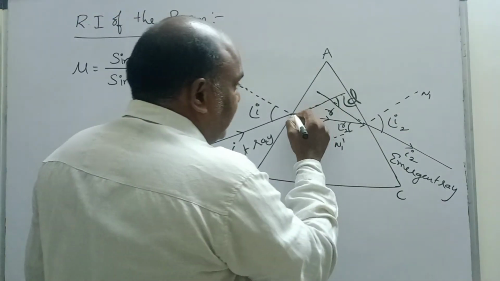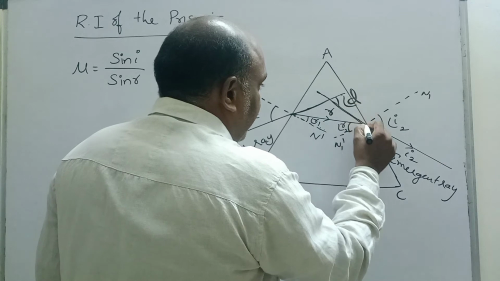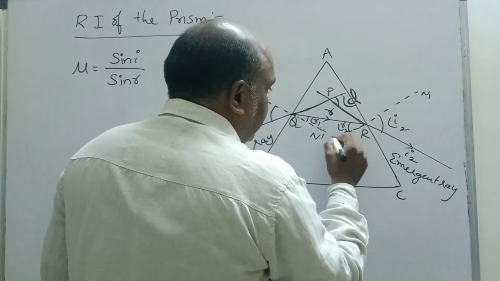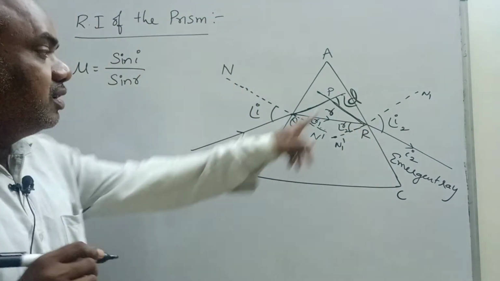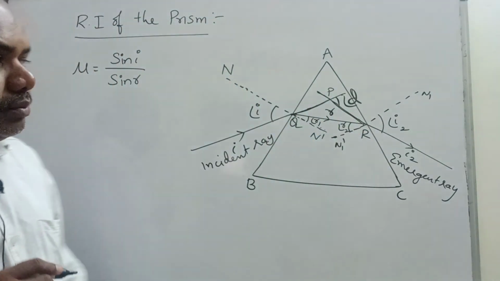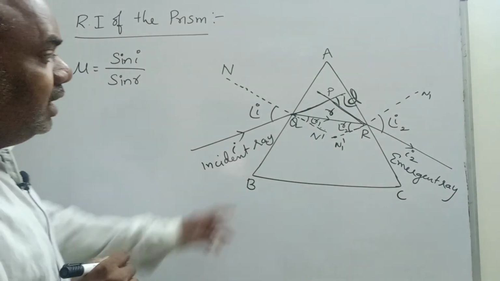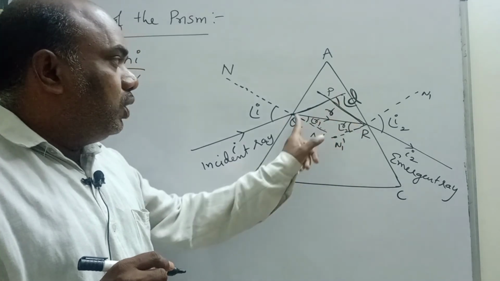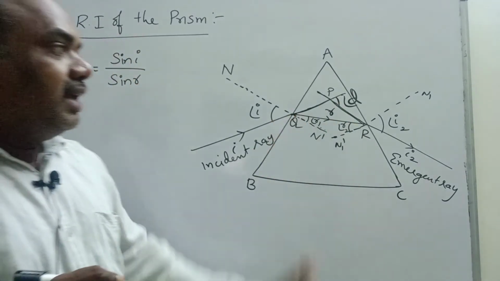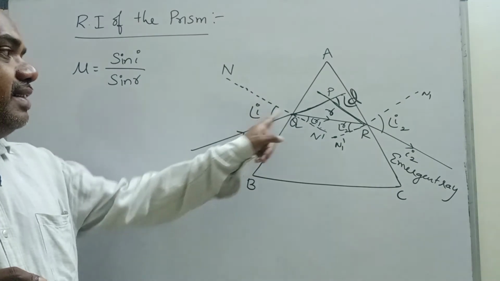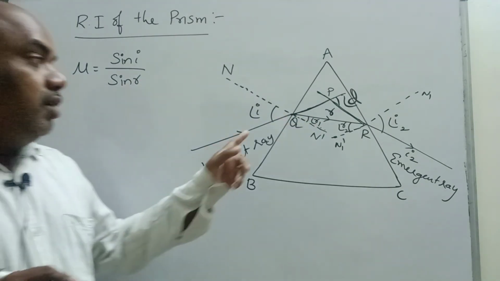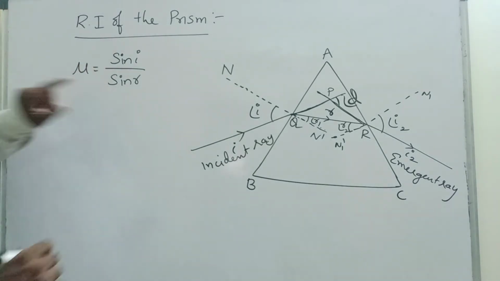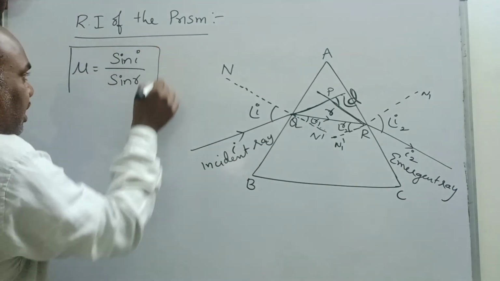Now one more triangle is formed here. Name this triangle PQR. In this PQR triangle, I am going to use the AQR triangle and the PQR triangle. From these two triangles, we will find the angle of incidence and the angle of refraction. If you find them, you can substitute here and you will get the answer. Let this equation be Roman 1.